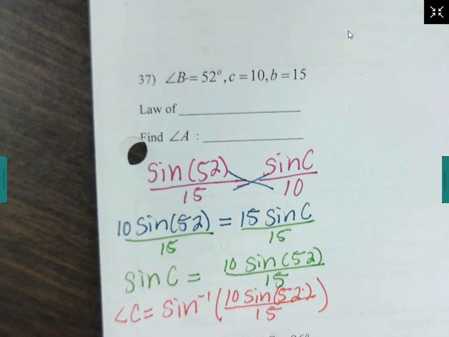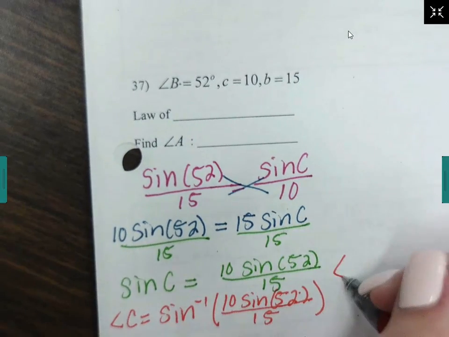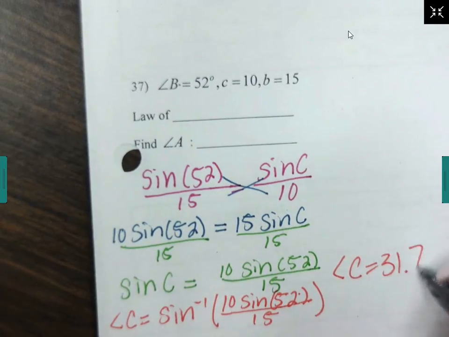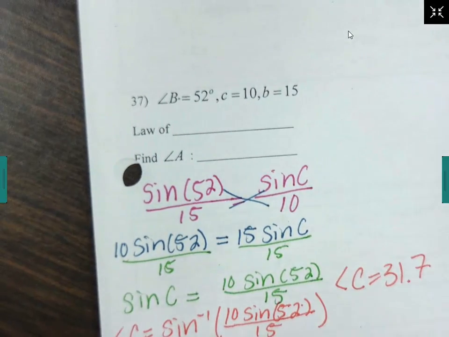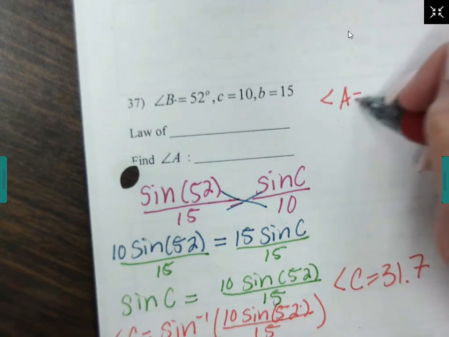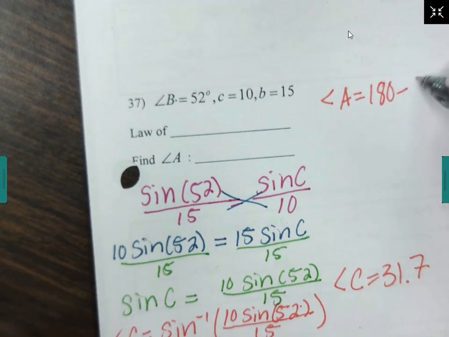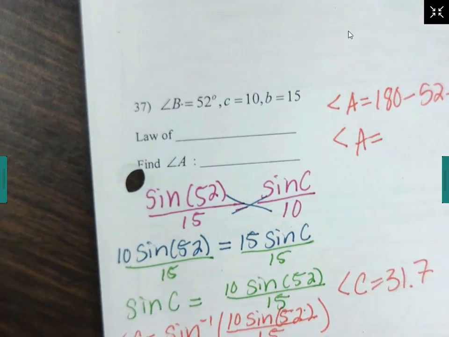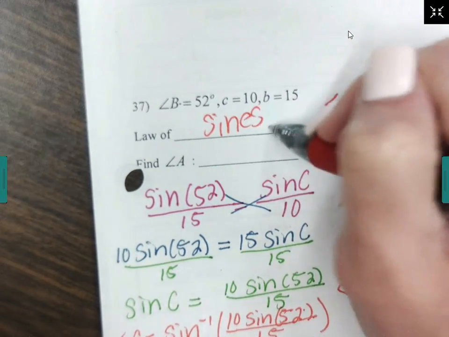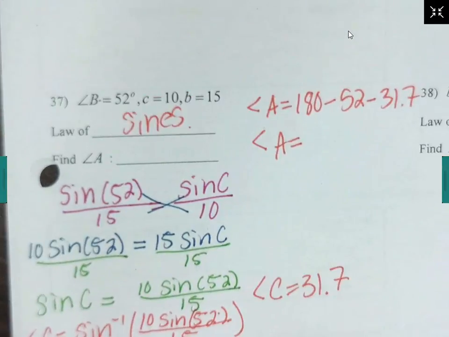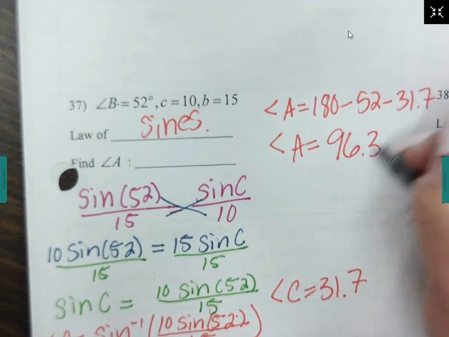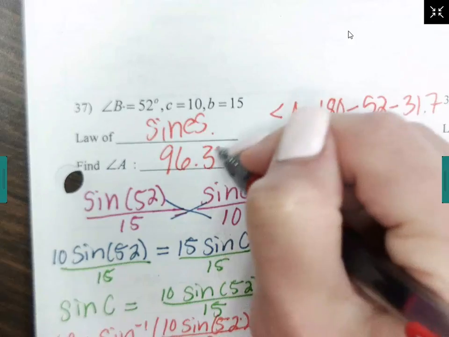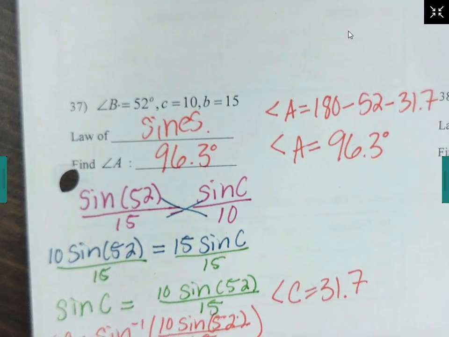Okay, and what did you guys get when you put this in your calculator? 31.7? And how do we use that to find angle A? Right, angle A is equal to 180 minus angle B, which is 52, minus angle C, which is 31.7. So angle A is equal to what? Any questions here?